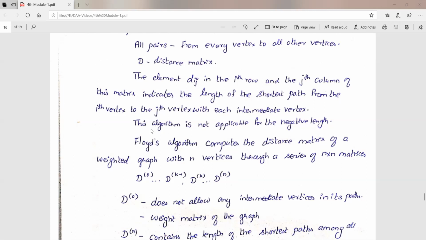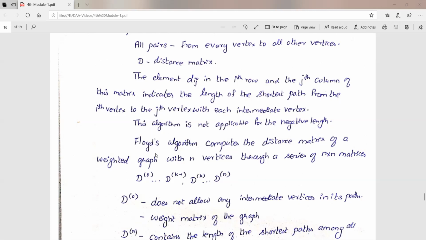Floyd's algorithm is not applicable for negative lengths. If you want to find the all pairs shortest path, we can only give positive values for Floyd's algorithm. If you want to give negative values, we can't use Floyd's algorithm for the shortest path. For that we have one more algorithm, the Bellman-Ford algorithm. Bellman-Ford algorithm is also used for the shortest path, with negative lengths.